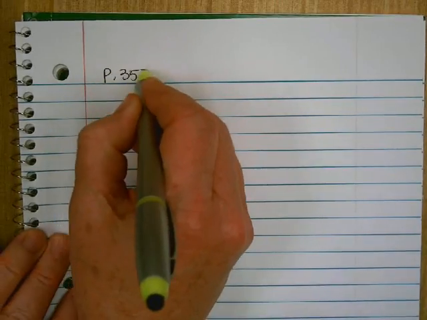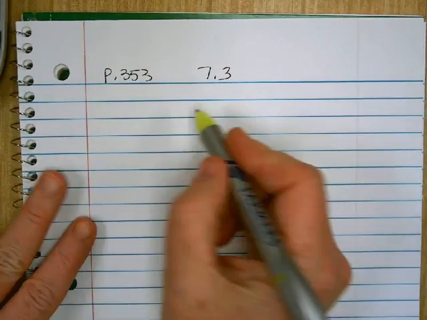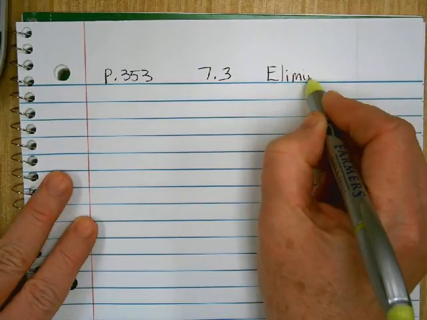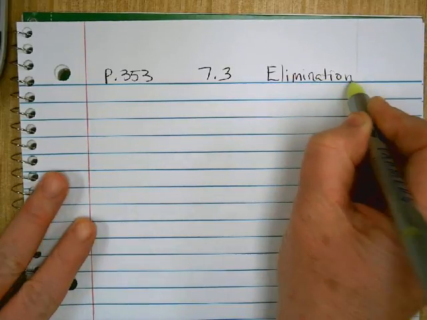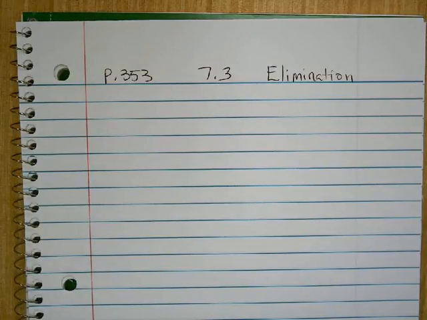Okay, here we go. We are on page 353, lesson 7.3. We're going to talk today about elimination. So let me show you an example. This will be the third method you've learned for finding where two lines intersect.